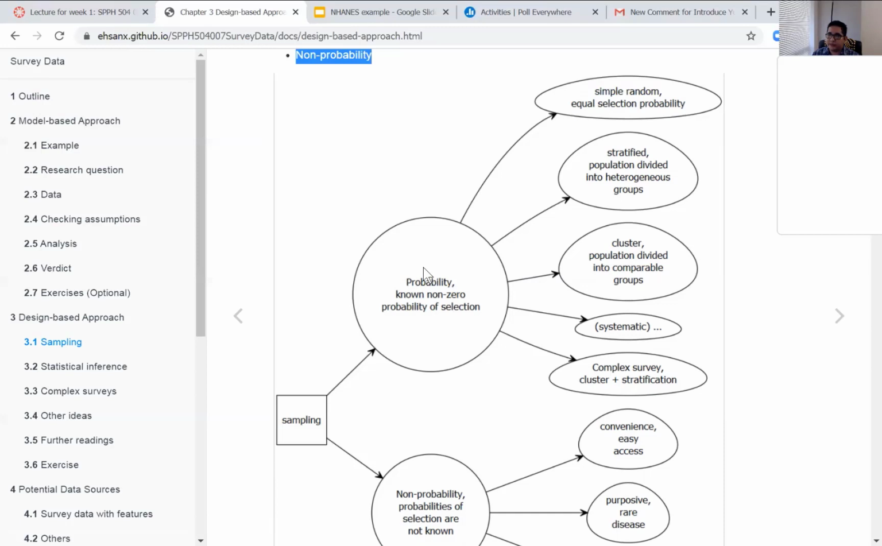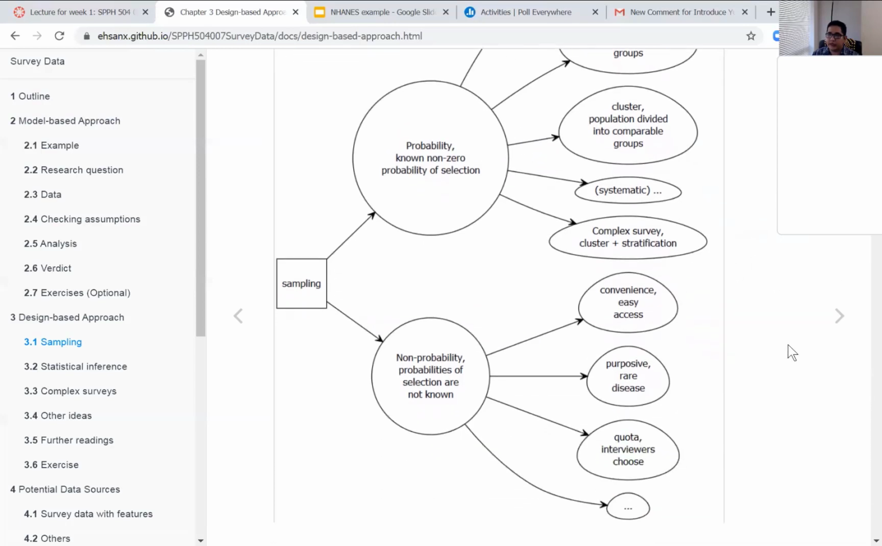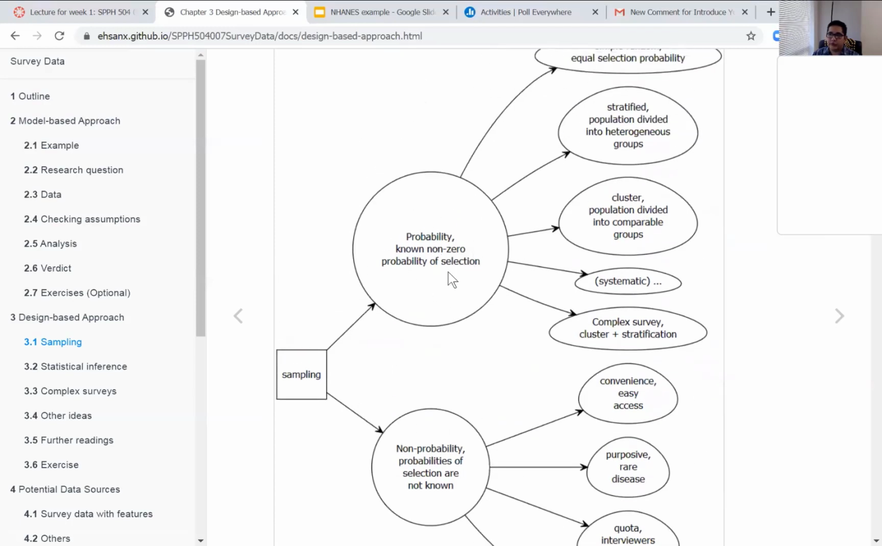So within this probability sampling, you have simple random sampling, stratified sampling, cluster sampling, systematic sampling, and some sort of mix of cluster and stratification, which is known as the complex sampling. And obviously, there are some other non-probability sampling based on convenience and things like that, like quota sampling. And we are not really particularly interested in these kinds of sampling in our course. In this particular course, we will be focusing on the probability sampling portion.